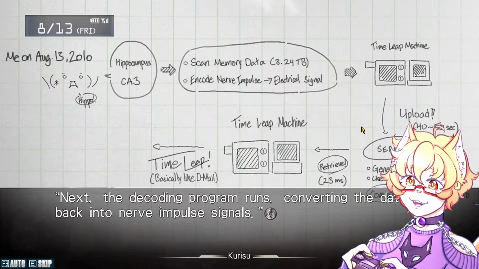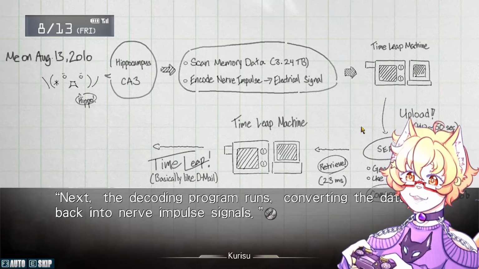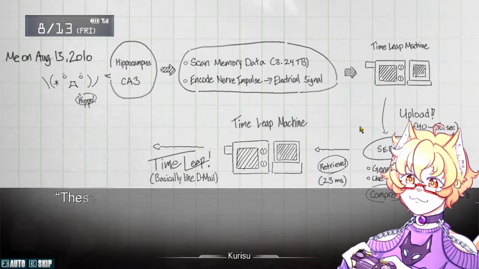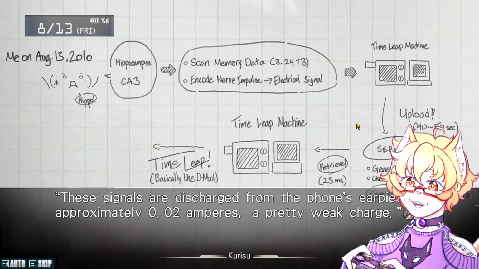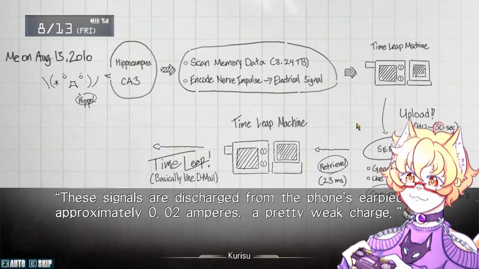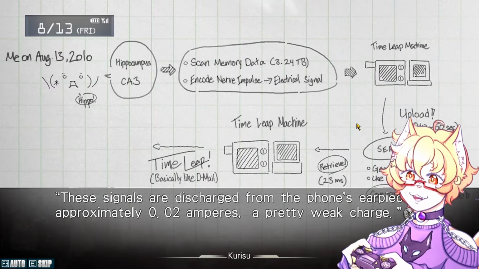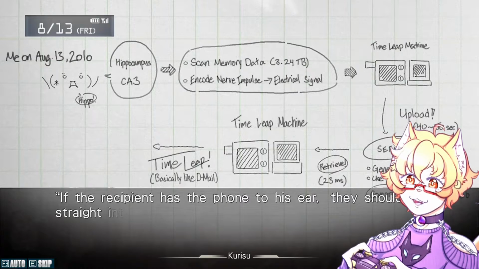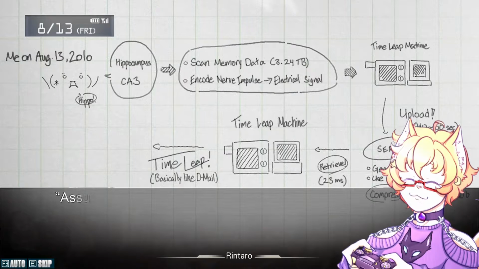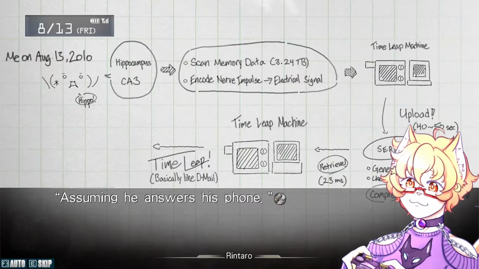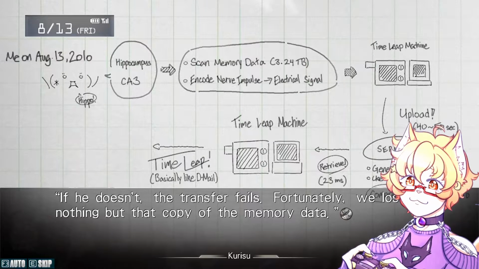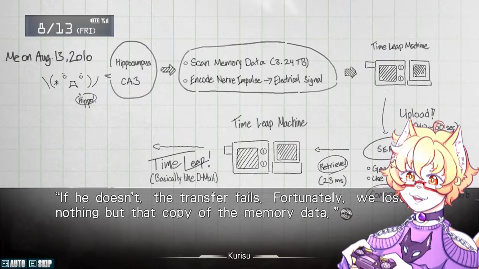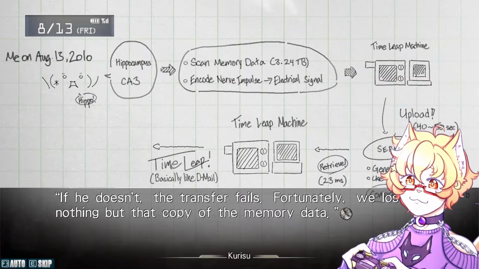Next, the decoding program runs, converting the data back into nerve impulse signals. These signals are discharged from the phone's earpiece at approximately 0.02 amperes, a pretty weak charge. If the recipient has the phone to his ear, they should go straight into his brain. Whoa! That's scary. Assuming he answers his phone. If he doesn't, the transfer fails. Fortunately, we lose nothing but that copy of the memory data.